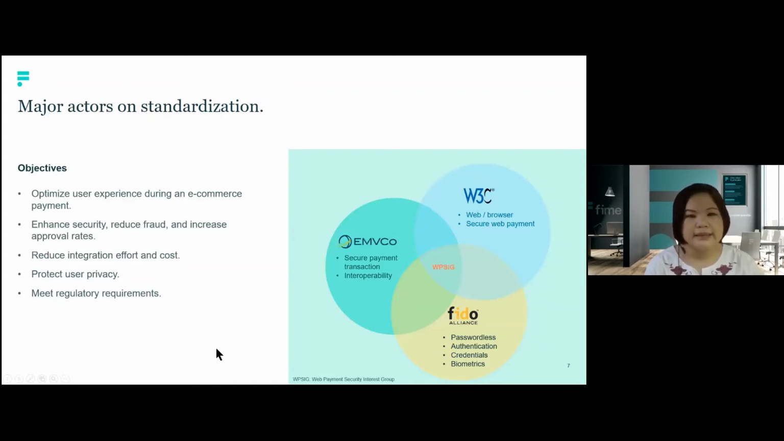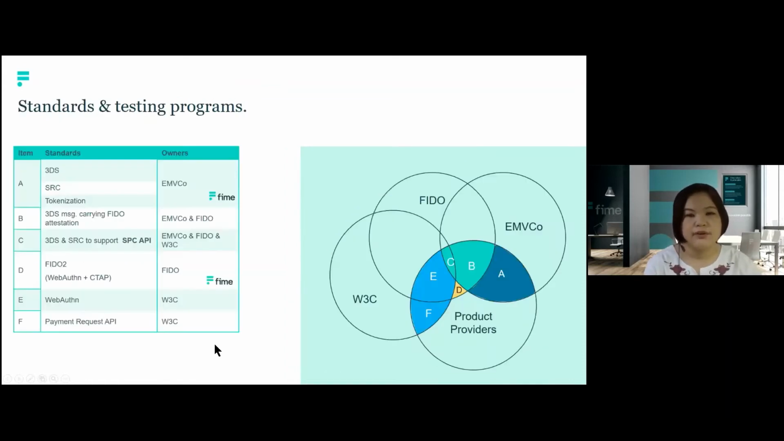So we can see these three actors, and let's take a closer look at the standards they are working on. Starting from EMVCo, they have three standards more focused on this online payment experience. The first one is 3DS.